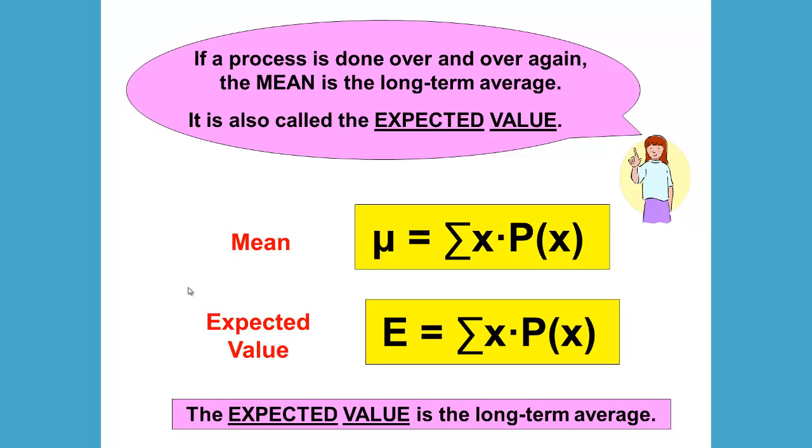The expected value is the long-term average. The mean and expected value are really the same thing. We use the term expected value when referring to a long-term average.